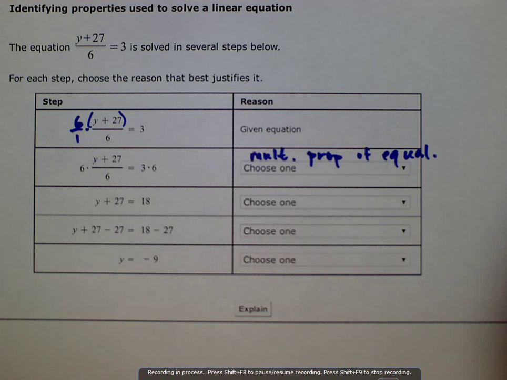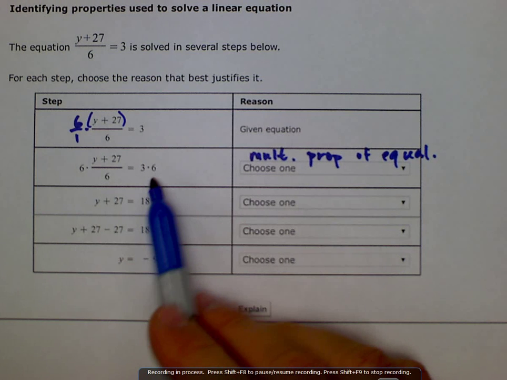So after we do that, we notice that we now have y plus 27 is equal to 18. Well, all they've done here is just simplified by canceling out the 6's and evaluating the multiplication there, saying 3 times 6 is equal to 18. So here we just simplified. Simplify. And then our next step, you see that they subtract 27 from both sides.